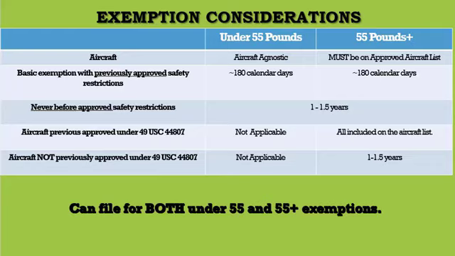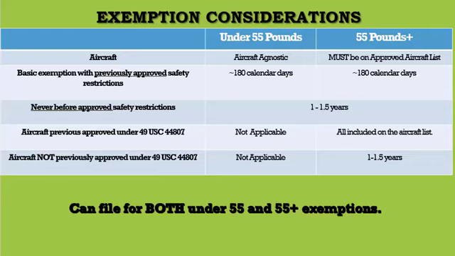So as you consider things with exemptions, under 55 pounds, those exemptions are aircraft agnostic, so you can throw different aircraft on there. There's no 44807 determination going on. If you are flying a drone that's 55 pounds and heavier, you're going to have to buy or operate something only if it's on this agricultural aircraft list of all the aircraft that have a 44807 determination.